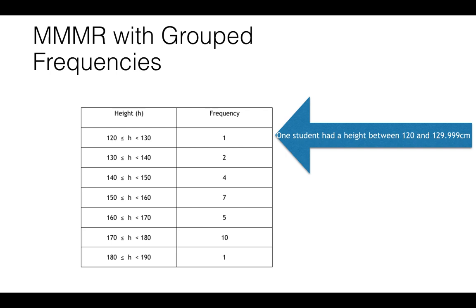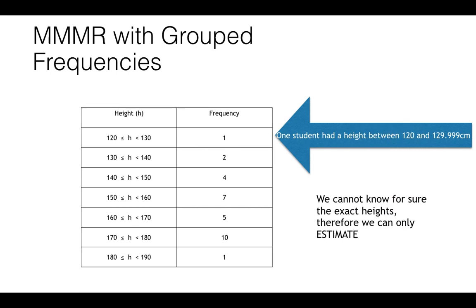So first thing that we're going to see here is that we have one student in this class. All that tells us is we have one student who had a height somewhere between 120 centimetres and 129.9999 recurring forever and ever. We don't know how tall that student actually is. So we have to estimate their height. So that makes the mean, median, mode and range a little bit more tricky to calculate.